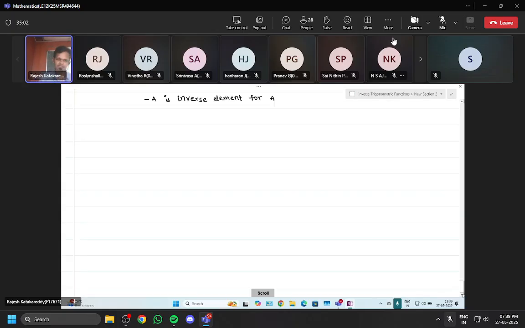Scalar multiplication. Scalar means some real number. For a matrix, number 3. I think you haven't studied vectors yet. In vectors you will understand: scalar and vector, two things will be there. In matrices, scalar means some real number, not a matrix.